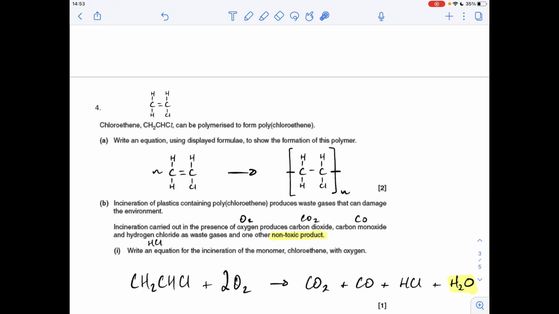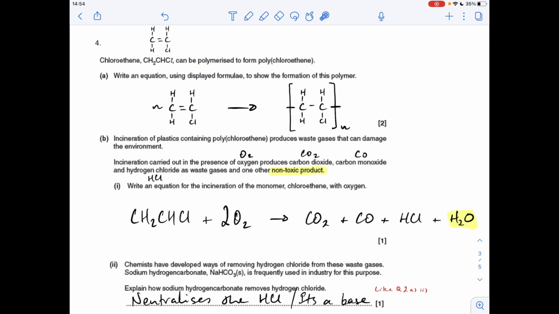Part B, we've got to come up with an equation for the incineration of the monomer, chloroethane, with oxygen, and we're told that it forms carbon dioxide, CO2 obviously, carbon monoxide, CO, hydrogen chloride, HCl, and one other non-toxic product. Well, that's going to be water because we've got hydrogen and oxygen knocking about, so the equation balances to that. And the last part of the question is virtually the same as question 2a. Explain how sodium hydrogen carbonate removes hydrogen chloride from the waste gases. It neutralizes the HCl, or you could say sodium hydrogen carbonate is a base.